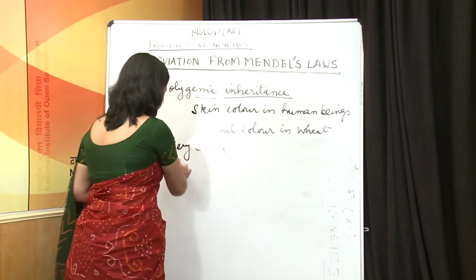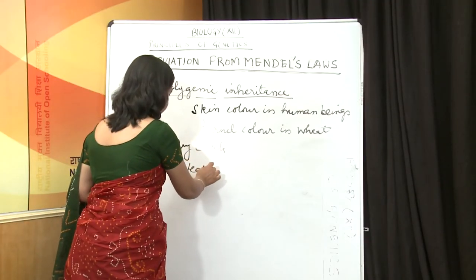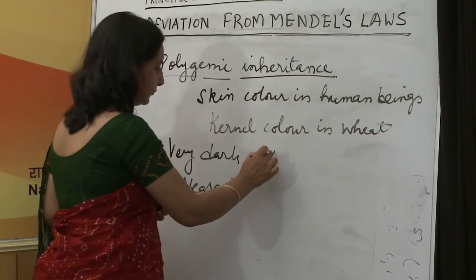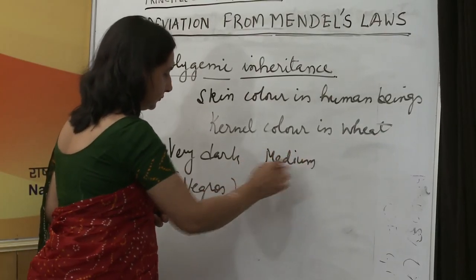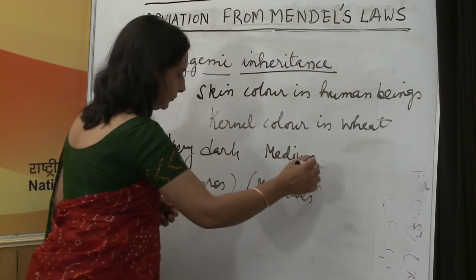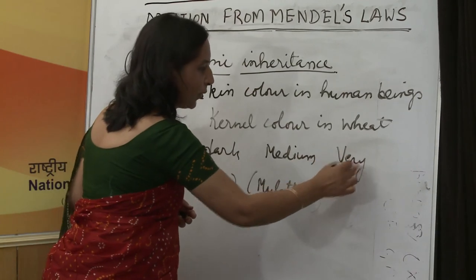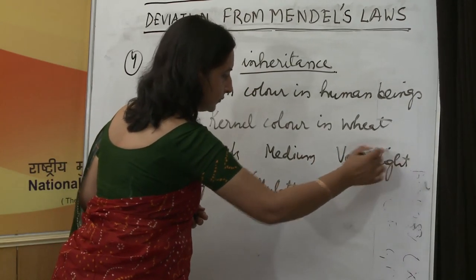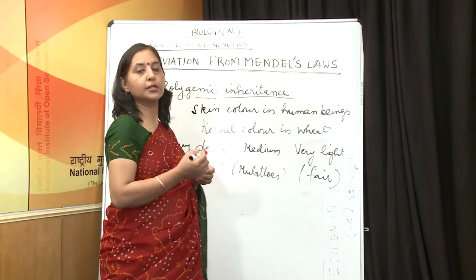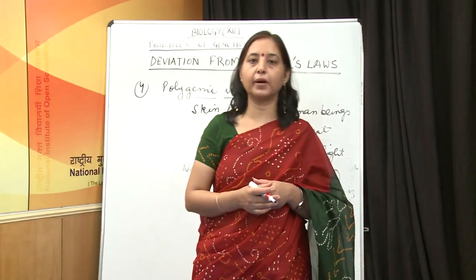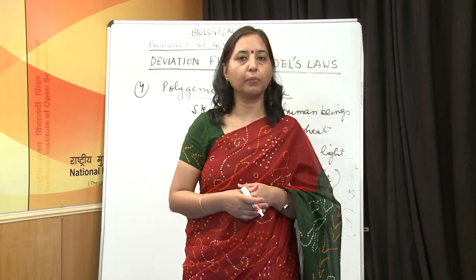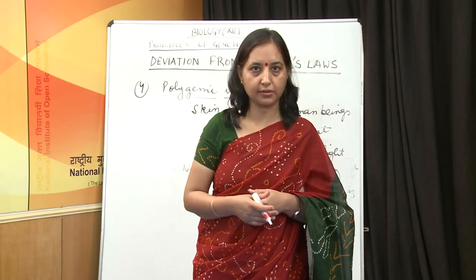Very dark ones, they are the negroes. Intermediate ones are the mulattoes. And very light skin color, they are very, very fair. So here, the same skin color is controlled by many genes, and that is again another deviation from Mendel's laws of inheritance. Thank you.